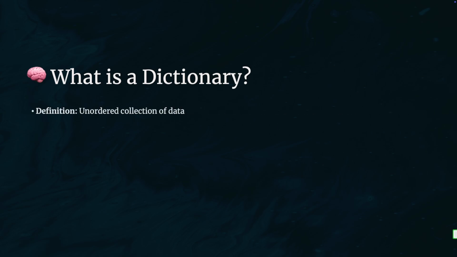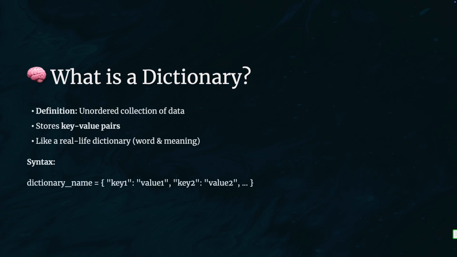At its core, it's all about making connections between different pieces of information. So you've got this key value pair structure. And the syntax in Python is you've got your curly braces, and then inside those you'll have key one, colon, value one, comma, key two, colon, value two, and so on. So it's dictionary name equals, and then that whole structure.